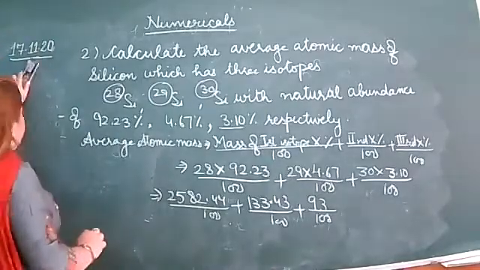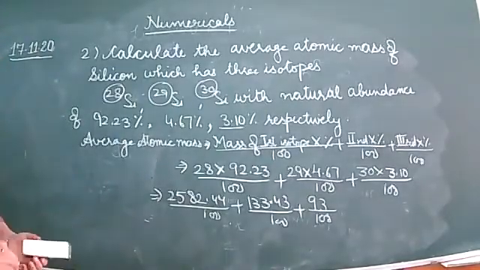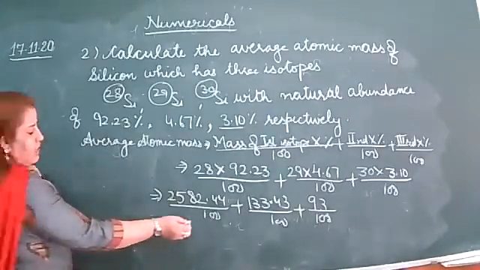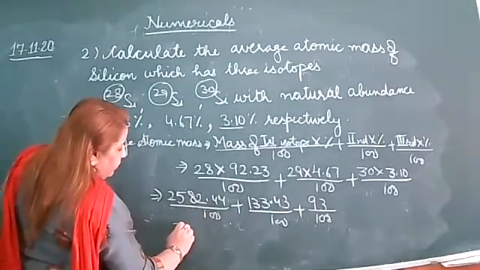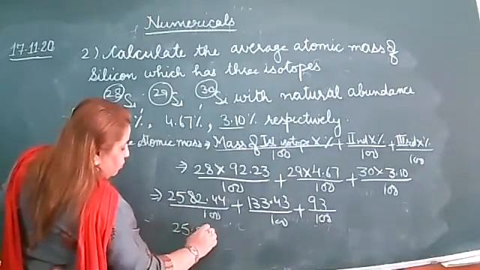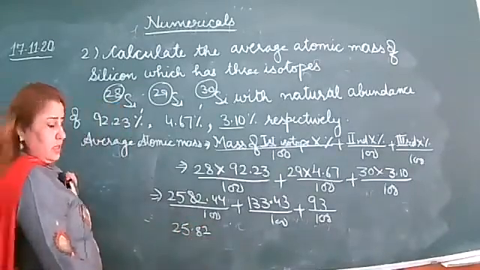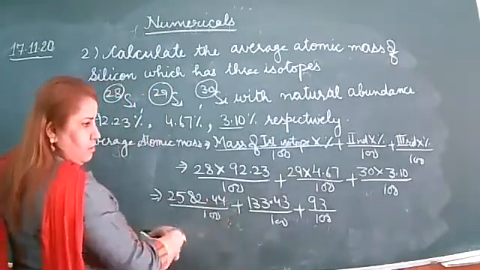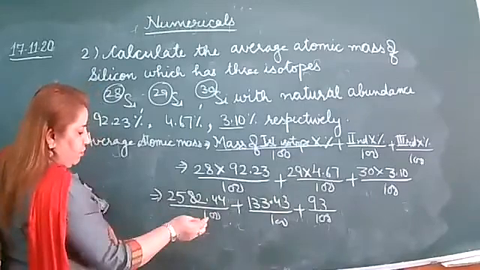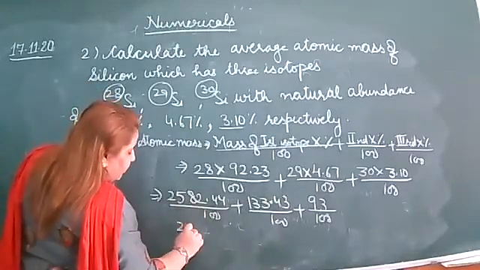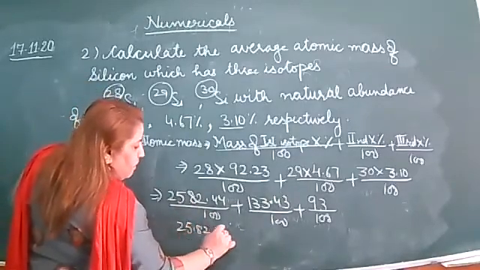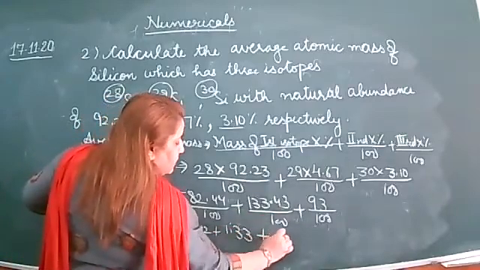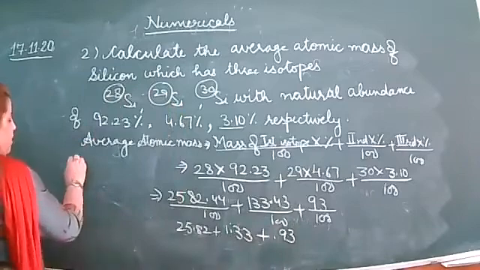The answer will come, that is 28 point, you can do it like this, put the decimal here, 25.82, right? Or you can do the calculation with the LCM, otherwise you can convert: 25.82 plus 1.33 plus 0.93. Now add this one.